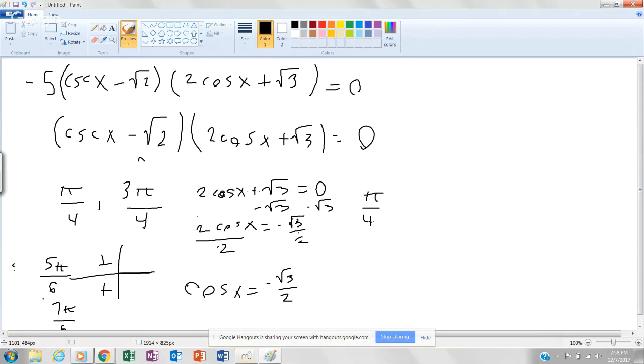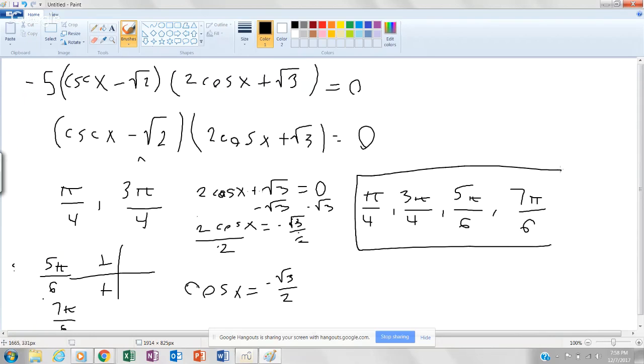So our answers, all possible solutions that satisfy the equation, we get pi over 4, 3 pi over 4, 5 pi over 6, and 7 pi over 6. And that is how the cookie crumbles.